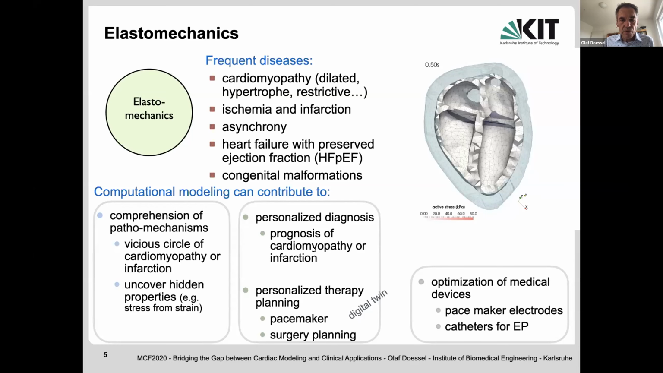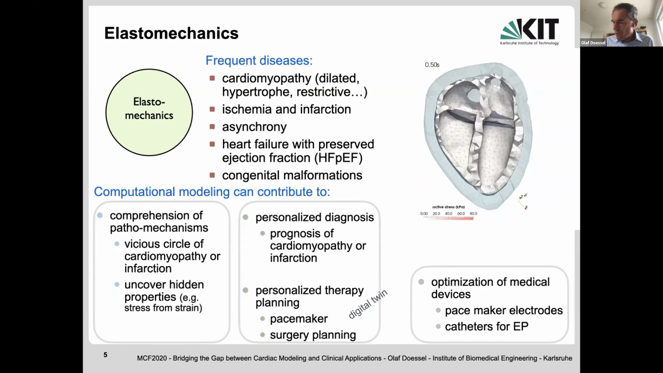We can make a prognosis of cardiomyopathy or a prognosis of infarction, whether this patient is likely to move into heart failure, or whether this patient will survive the infarction and feel happy until the end of his or her life. Also here we can focus on the planning of pacemaker, positioning of the electrodes.